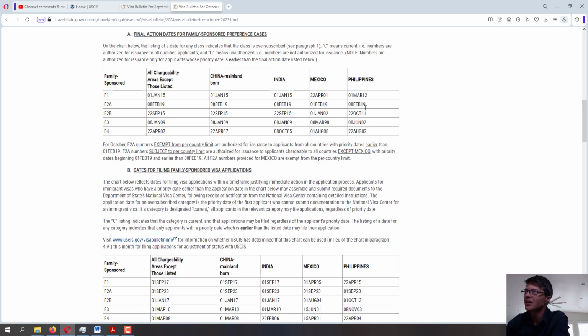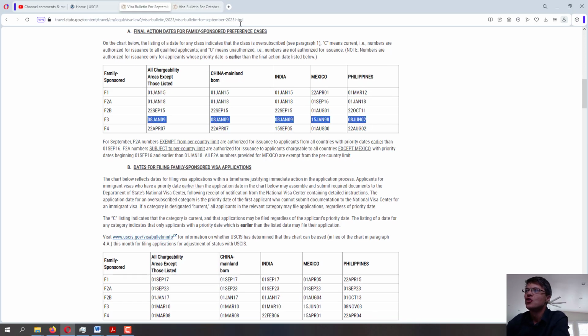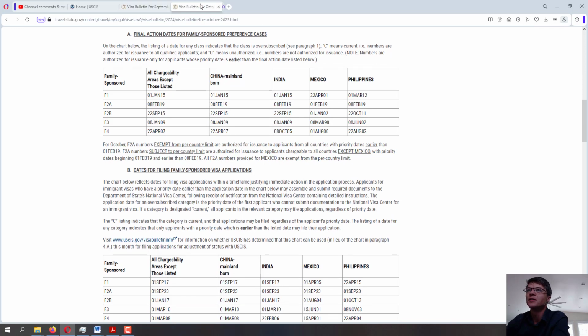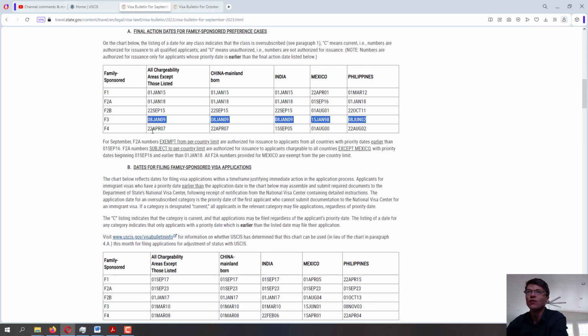Something's better than nothing. And then Philippines, June 02, no movement for Philippines. And then moving further to F4, which is brothers and sisters of US citizens. This is September 2023. Let's look at October.